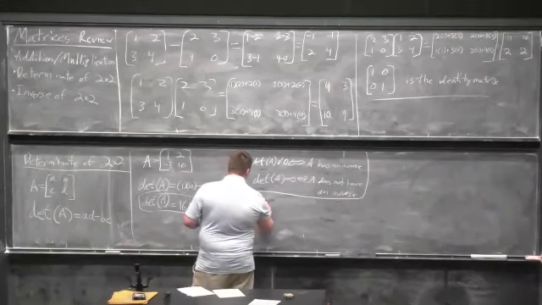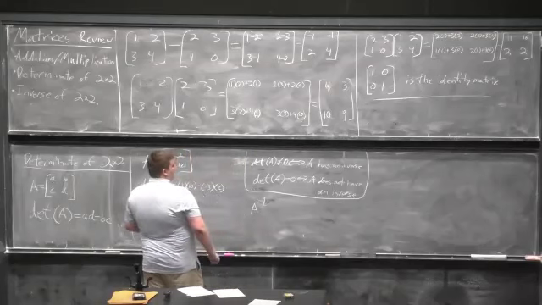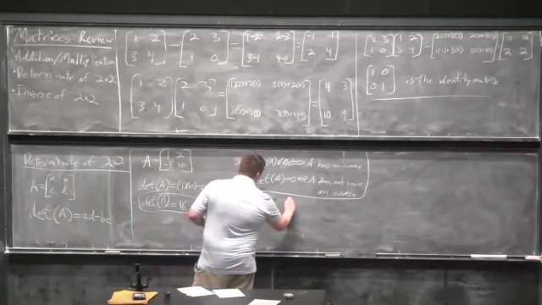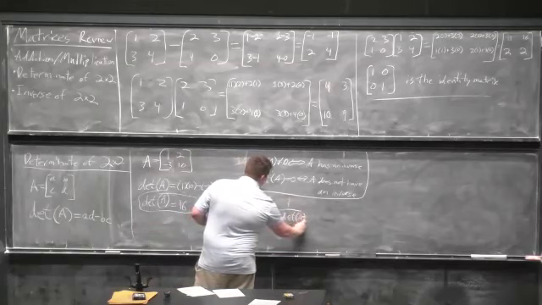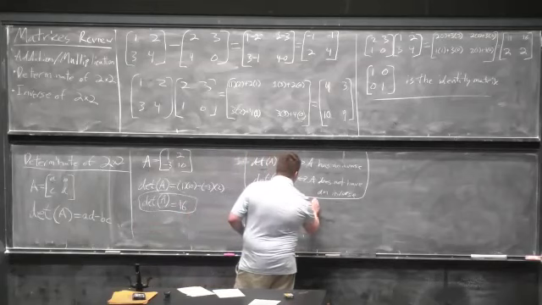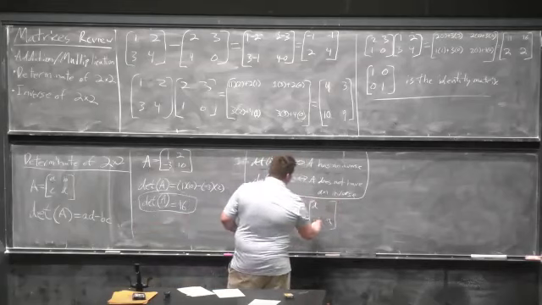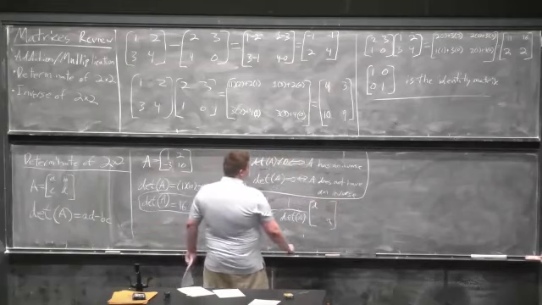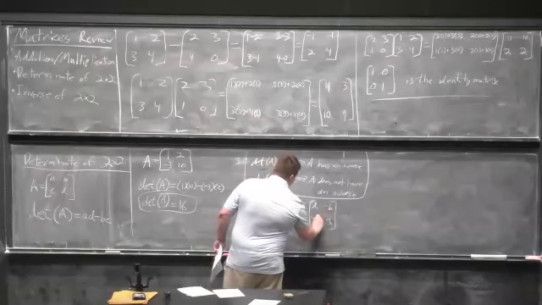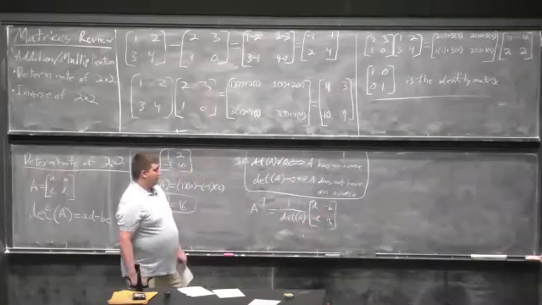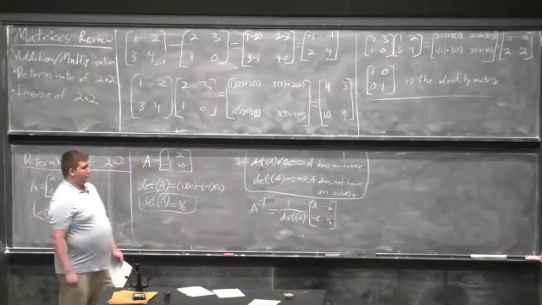A inverse, so I'm going to write A to the negative first, that is the inverse of A, is equal to 1 over the determinant of A times, and we're going to swap the central diagonal, so we're going to put D here and A here, and now we're going to take the negative B and negative C.